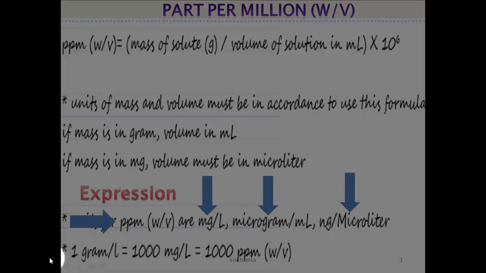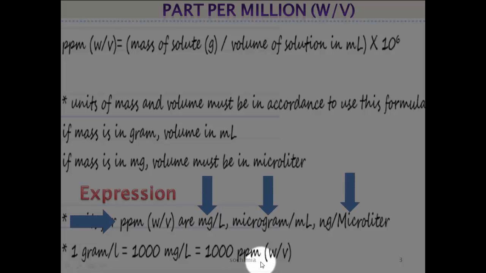Another interesting thing to understand is that if you have a solution of 1 gram of solute per liter of solution, it can also be written as 1000 milligram per liter, 1000 milligram of solute, of course, because 1 gram equals 1000 milligram. And 1000 milligram per liter, just from this notation here, is 1000 parts per million.